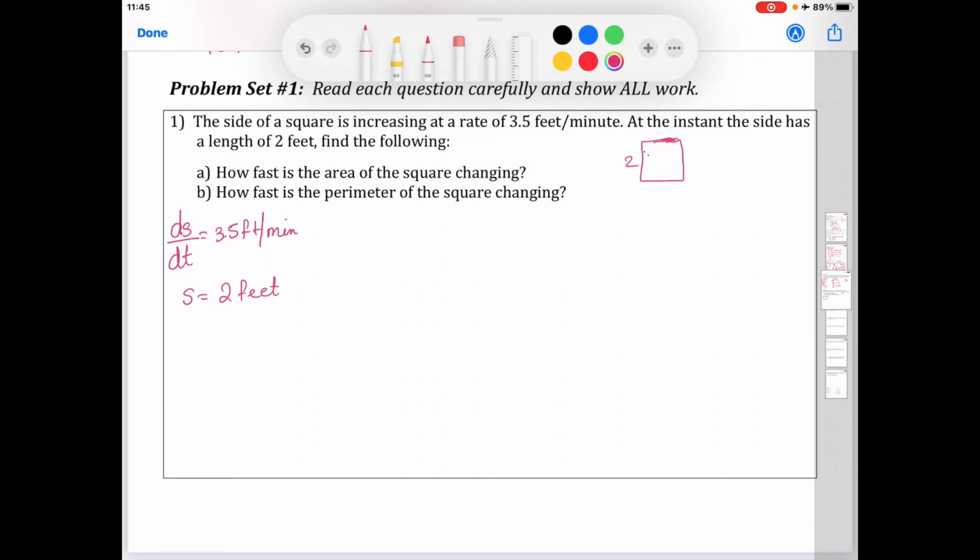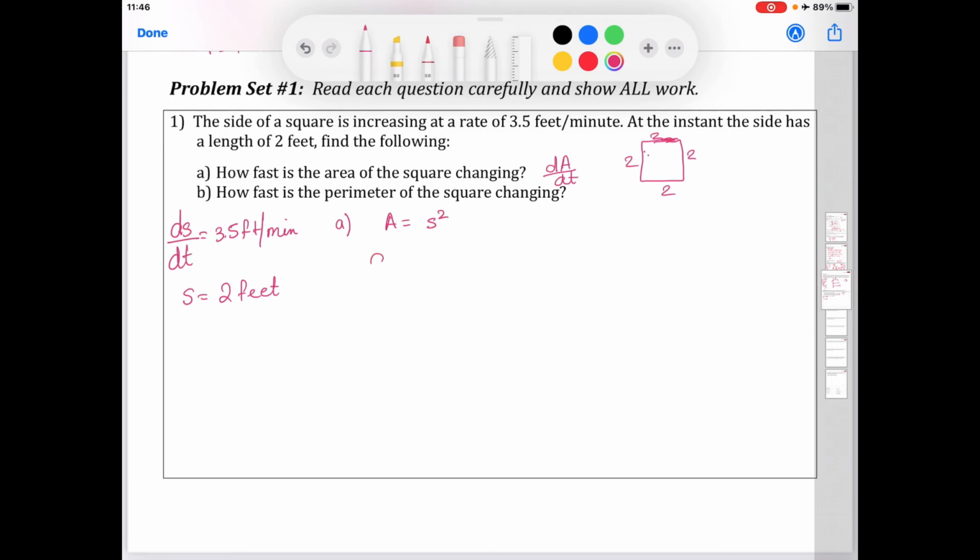Now it's asking us how fast, again that's the rate of change, is the area of the square changing. So I want to find how fast the area is changing with respect to time, right? Remember, in a square, all sides are equal. We do know that. So now what is the area of a square? Let's do A. Area is S squared. You can say L, then you should have written L in place of S. It doesn't matter, as long as you're consistent with your letters.